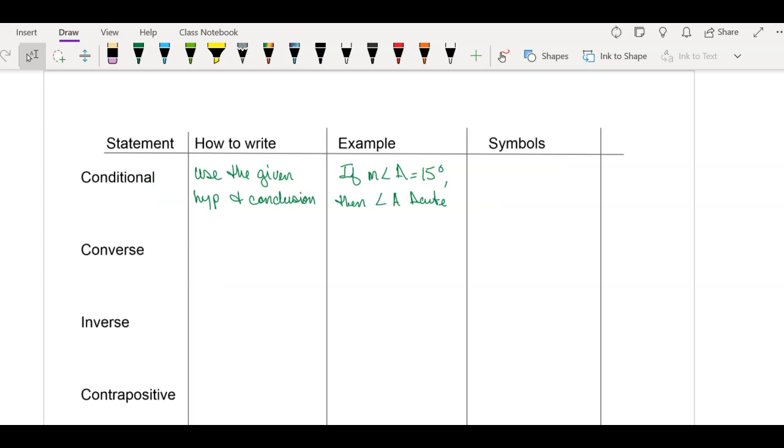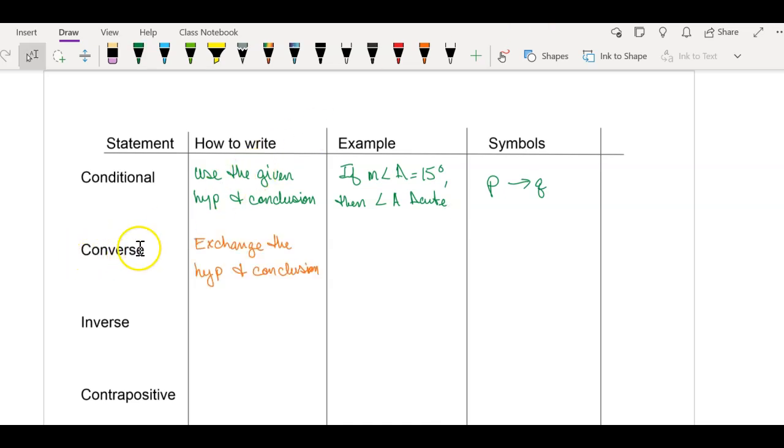Okay, so now we're going to write the conditional, converse, inverse, and contrapositive of one statement. So these are going to be uncomfortable because you're going to be writing stuff. On some of these, you're going to go, wait, that's not true. And remember, just because we write it doesn't mean that we're saying that it's true. So conditional, we're going to use the given, hypothesis, and conclusion. So if the measure of angle A is equal to 15 degrees, then angle A is acute. And that's going to be symbolized by if P, then Q.